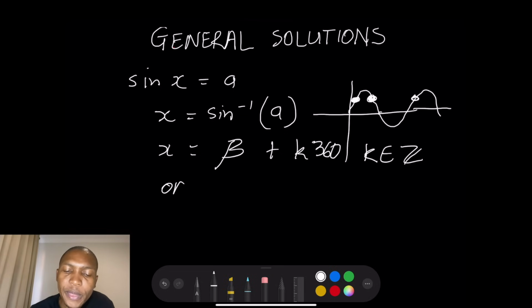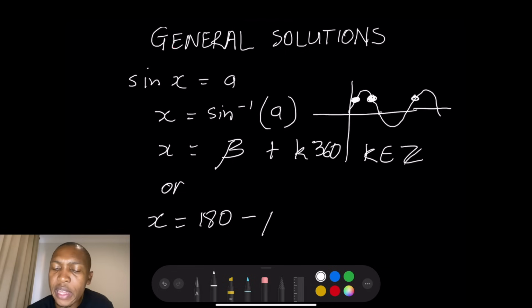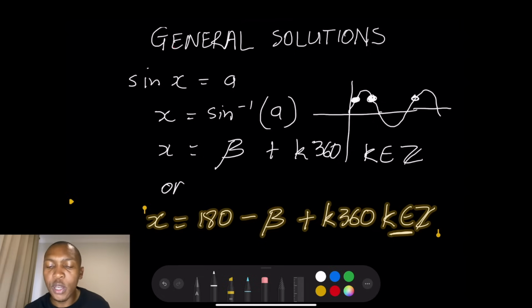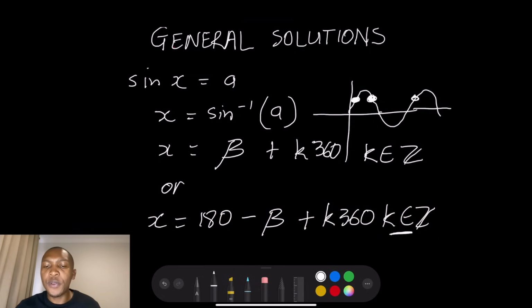Or another value would be X is equal to, now please note, it's always going to be 180 minus the reference angle. But please remember as well that you're going to say plus K times 360, and your K would be an element of integers. Please, your general solution does not make sense if you don't add the fact that K is an element of integers.